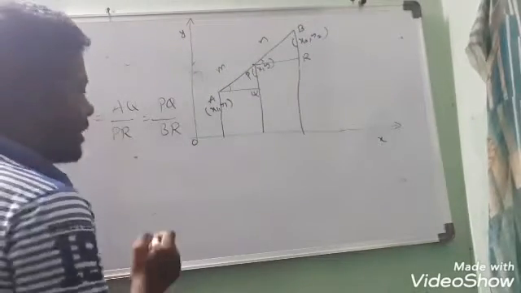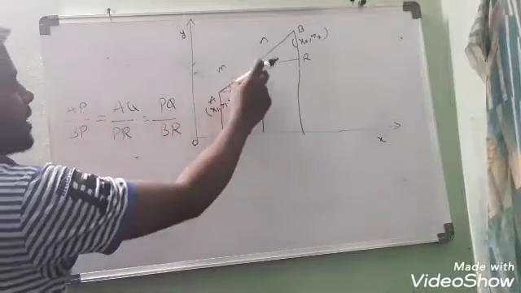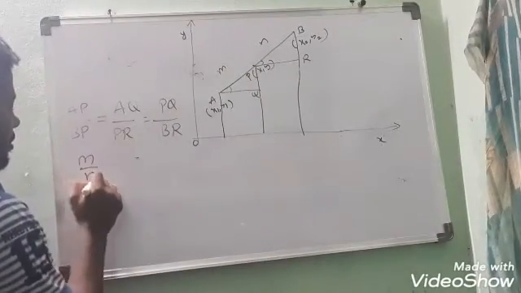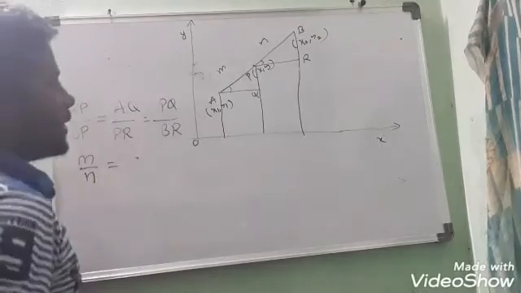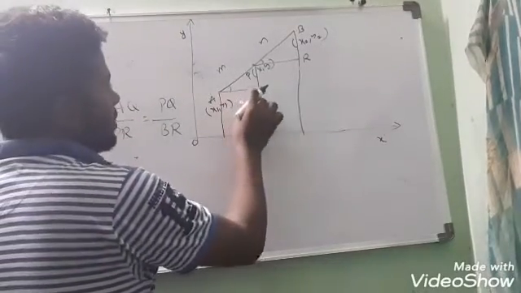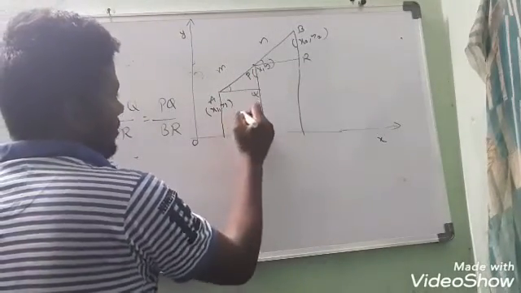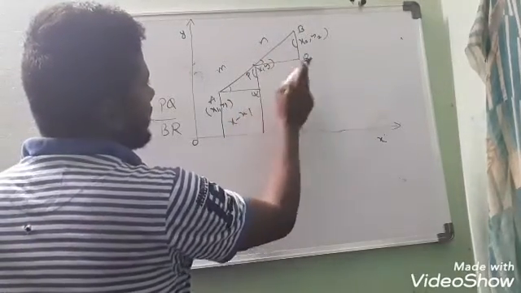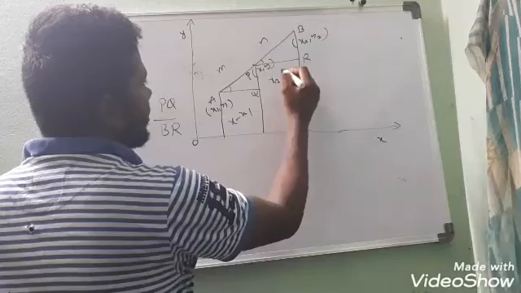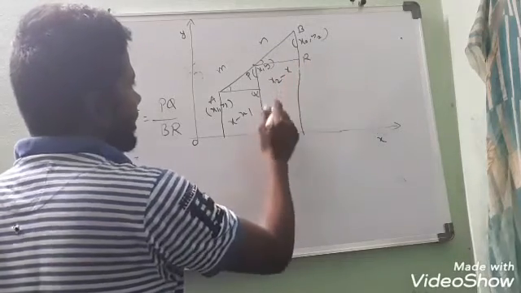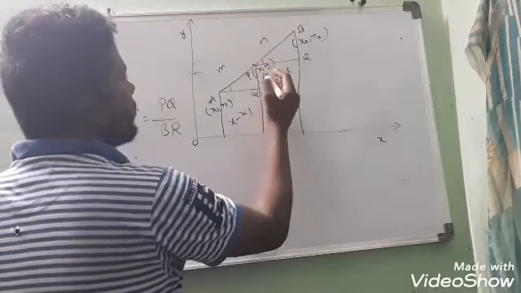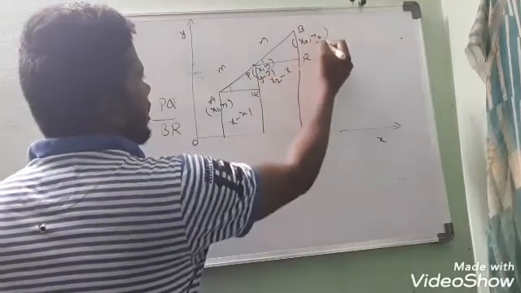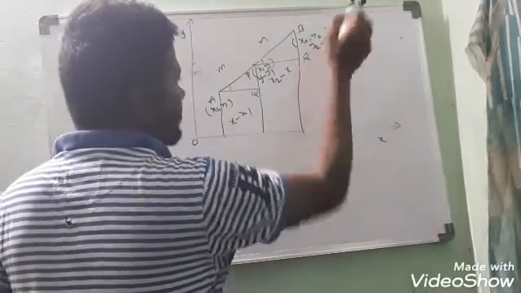So here, what is AP? AP is nothing but m, BP is nothing but n. So m by n is equal. What is AQ? AQ is nothing but x minus x1. So here we can take x minus x1, and what is PR? x2 minus x. In the same way, what is PQ? We can take y minus y1, and here we can take y2 minus y.